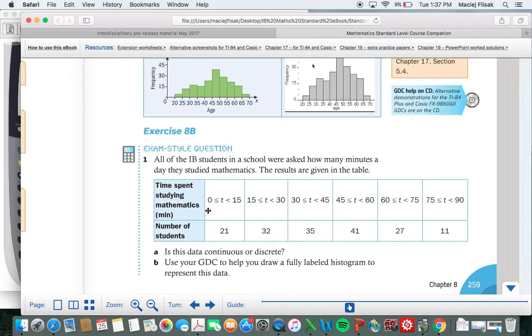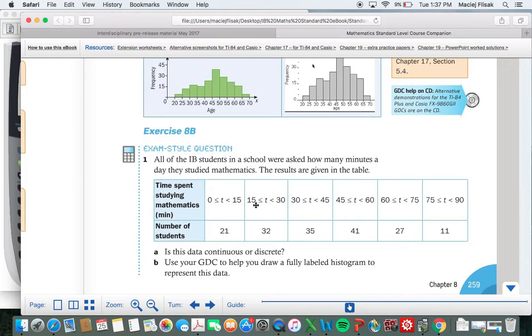Here we have time spent studying mathematics in minutes, and I'm assuming this is minutes per day maybe. So the number of students that study between 0 and 15 minutes. See, here it's including 0, but here not including 15. So the number of students that studied for 0 to 15 minutes is 21.